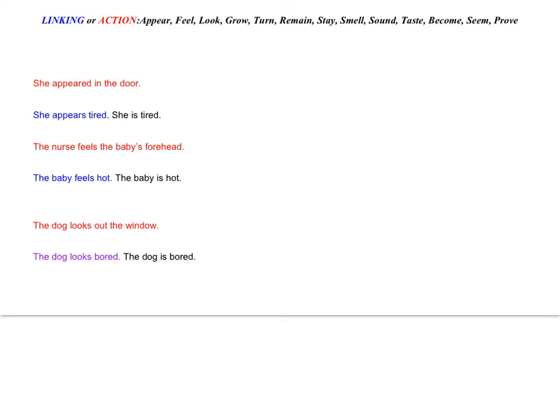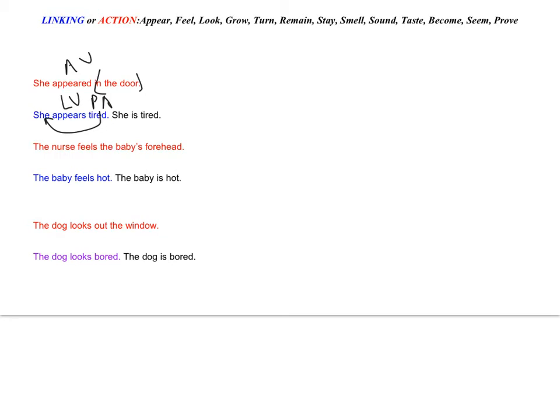Here are some sentences where we can practice identifying linking versus action. She appeared in the door. She all of a sudden was there. It's an action verb. She appears tired. She is tired. Tired is a predicate adjective. It's modifying the subject, separated by a linking verb.